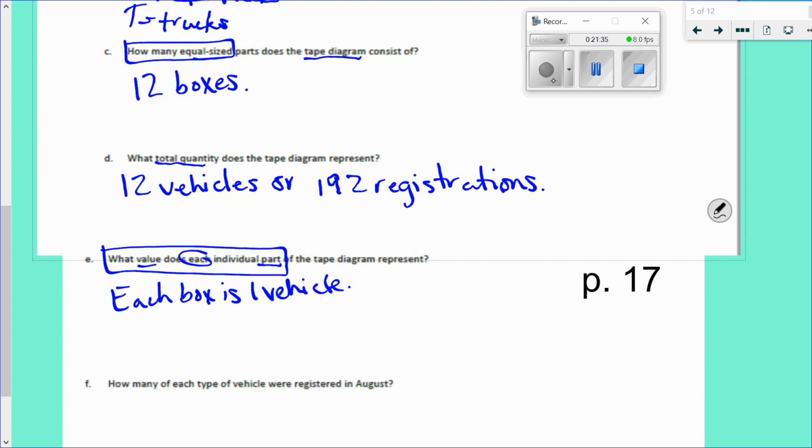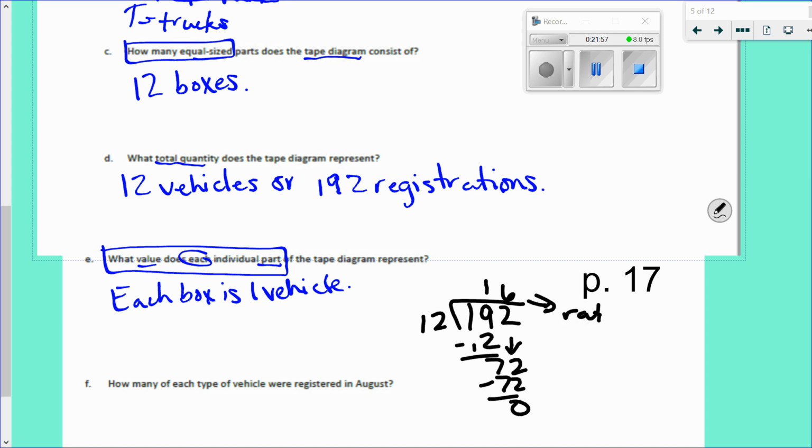Yes. I take the 192 registrations, I divide it by the 12 boxes in my tape diagram. That's going to go once, 6. That's nothing. So it's 16. Okay, so my ratio constant is 16. Once I have my ratio constant, what do I do with it?